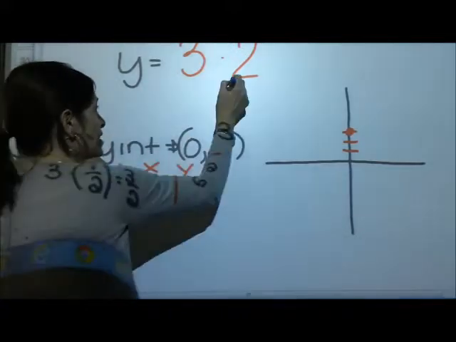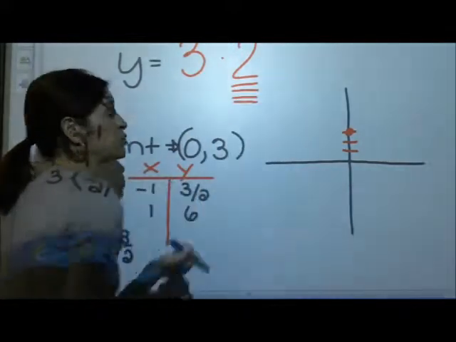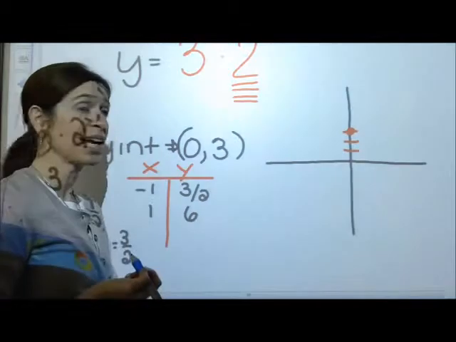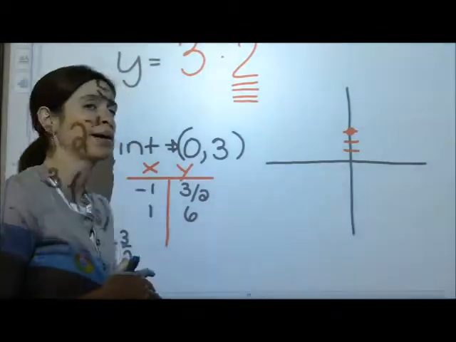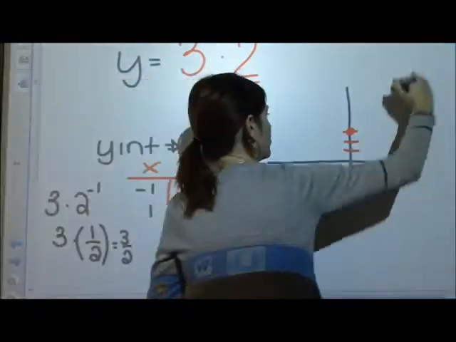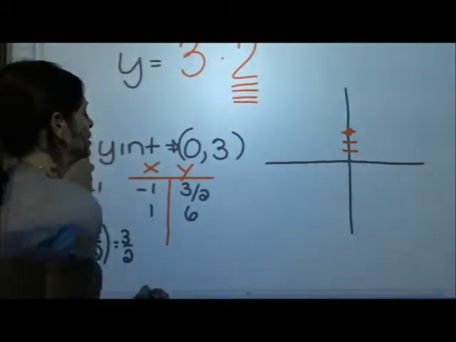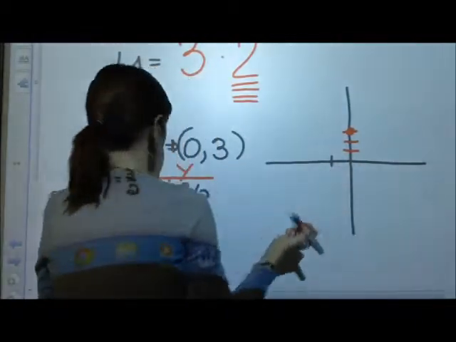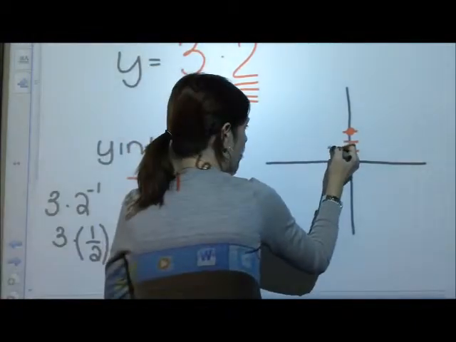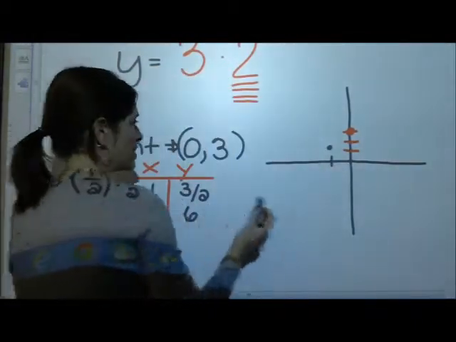But I really want us to make sure we understand. We are looking at this. This number, 2, is greater than 1. So this is exponential growth. And remember, we talked about exponential growth. It means it's growing from left to right, and it gets to a point where it grows really, really fast. All right, so I'm going to plot (-1, 3/2), which means 1.5, so right about there, and then (1, 6).